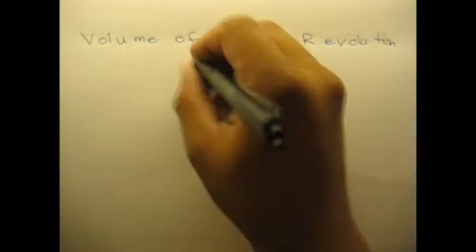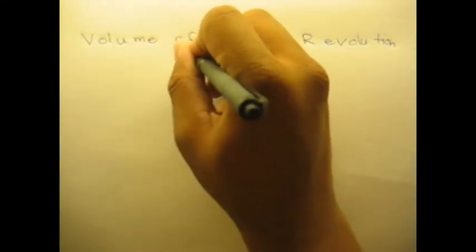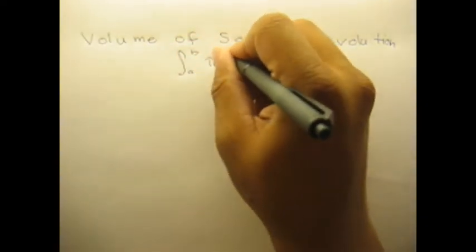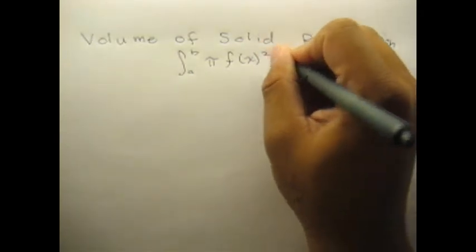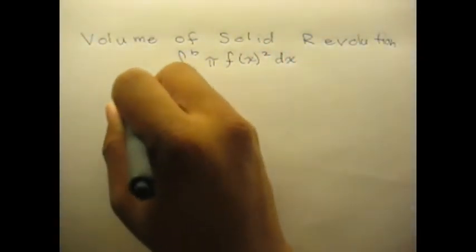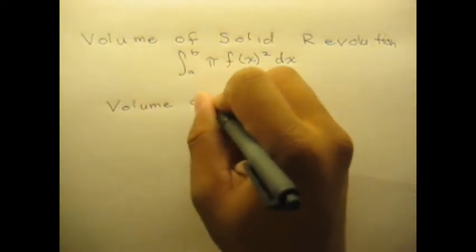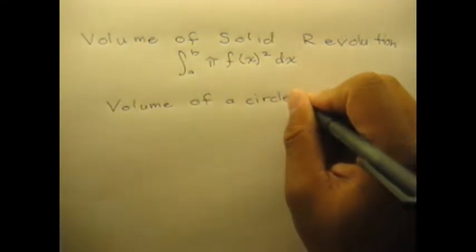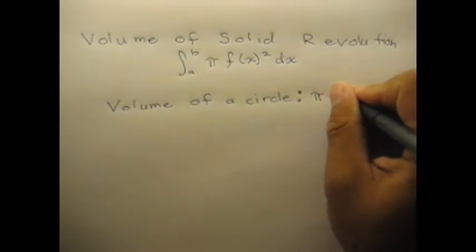As you may have already learned, we can calculate the volume of solid revolutions with the integral from a to b of pi times the function squared. As you may have noticed, this is the exact area of a circle, which is calculated as pi r squared, with r being the function.